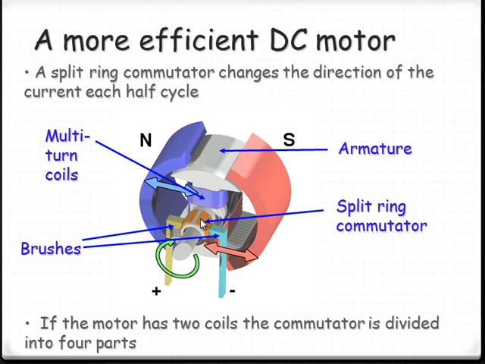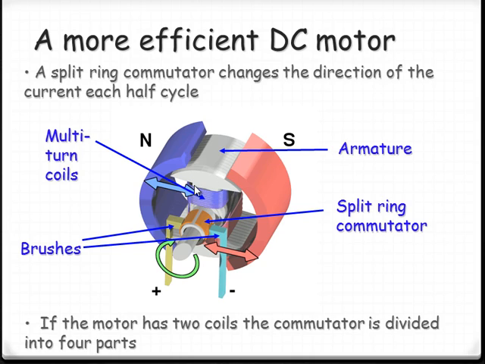Okay, so here we've got the split ring commutator. You see there's a gap in it. While it's touching this side, it's attached to the negative, and that means the current's moving in one direction. As it rotates, it goes through this point where it's no longer touching, and then the other side touches the negative terminal and causes the current to go the opposite direction, but ensures the force is always in the same direction. We've got multiple turns.